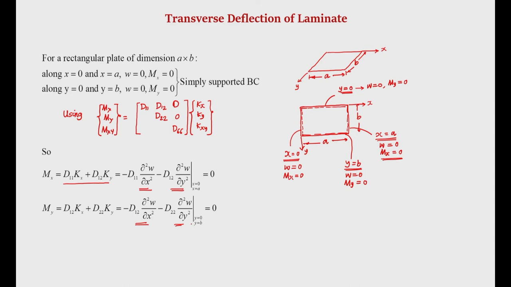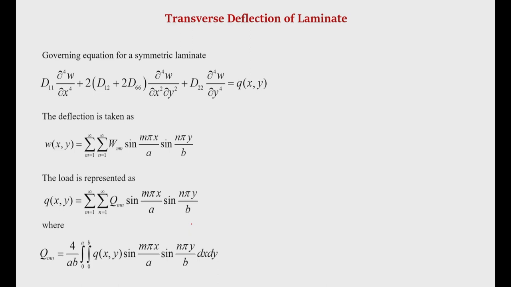So, using these boundary conditions, we could solve this equation to find the transverse deflection w. There are different methods for solution of this equation. However, the double Fourier sine series is one of the simple methods, where the transverse deflection is represented as a double Fourier sine series like this, and it automatically satisfies the displacement boundary condition. You can check that at x equal to 0 and x equal to a, and y equal to 0 and y equal to b, w is equal to 0.